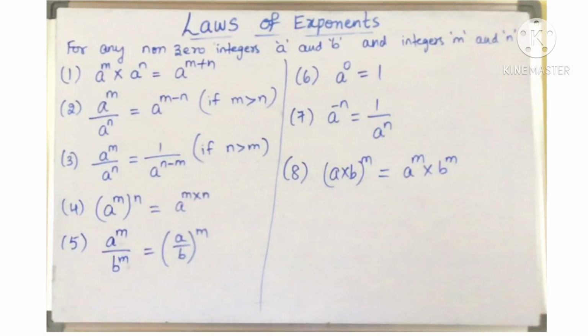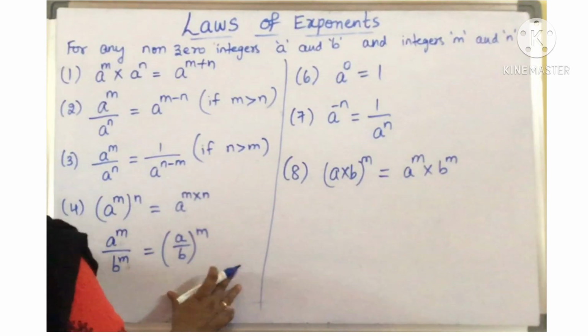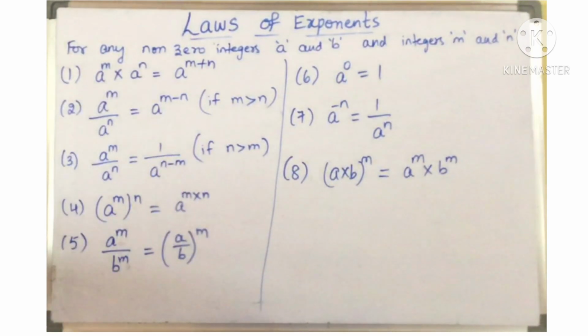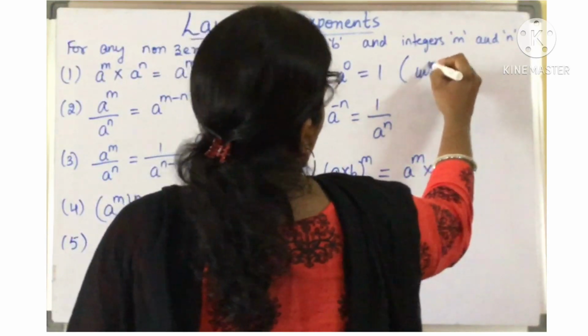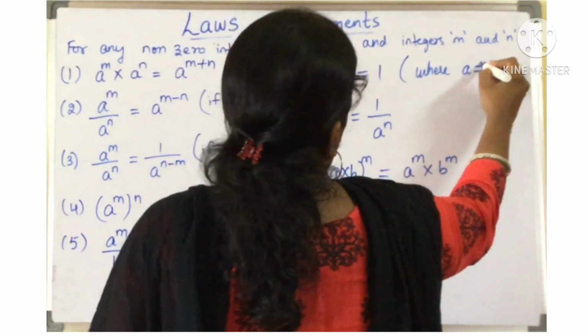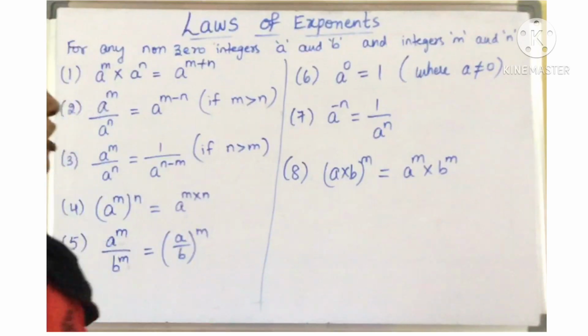So these are the laws, very important, children. Unless you are perfect in these laws, you cannot do the problems based on exponents. And here, coming to a to the power of 0 equal to 1, you should write where a is not equal to 0. a should not be 0.